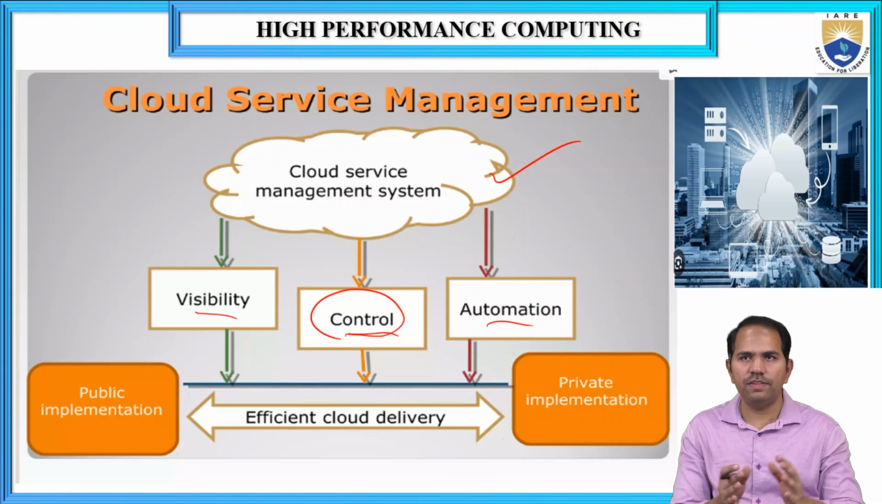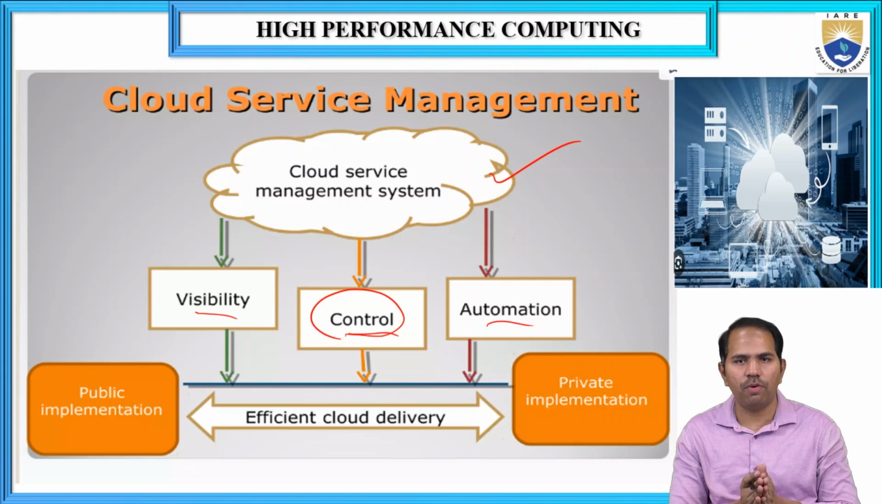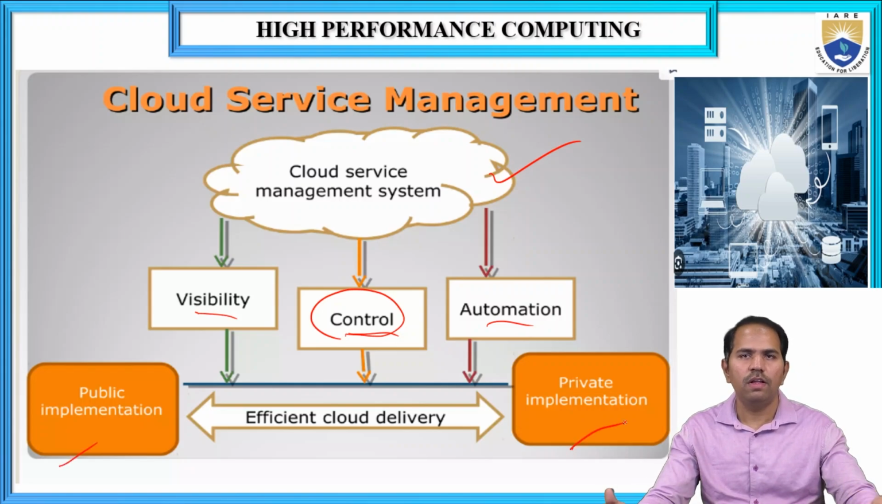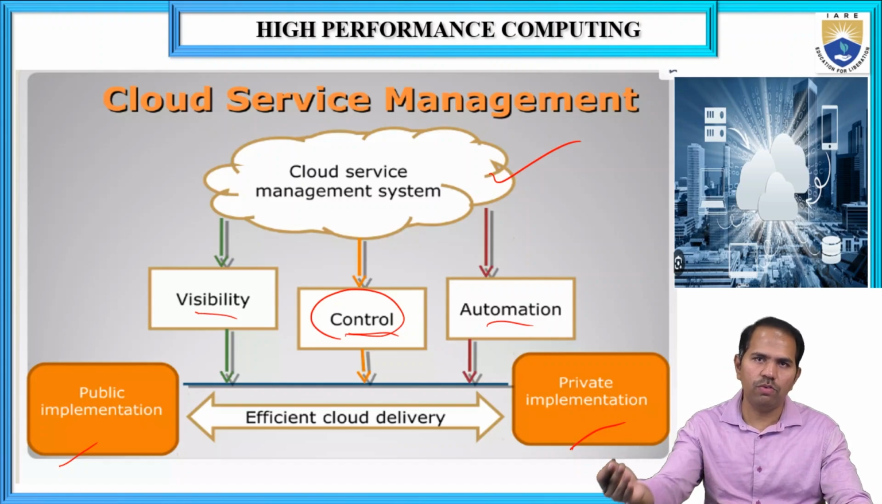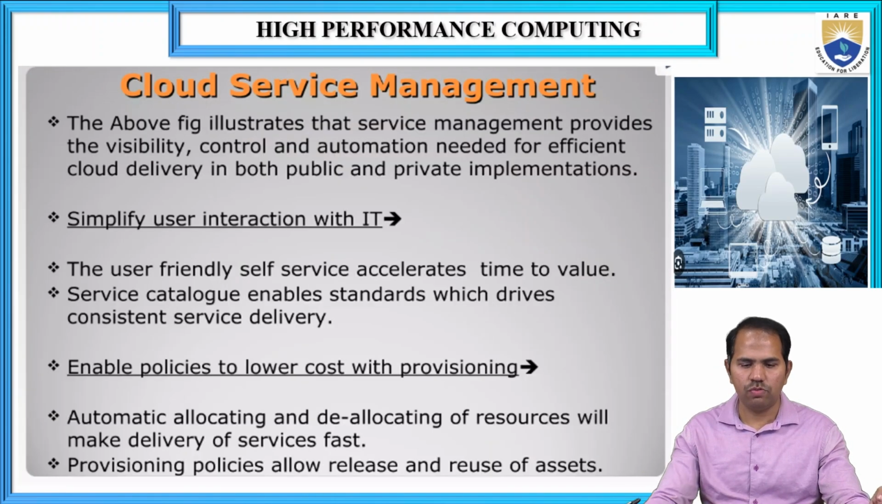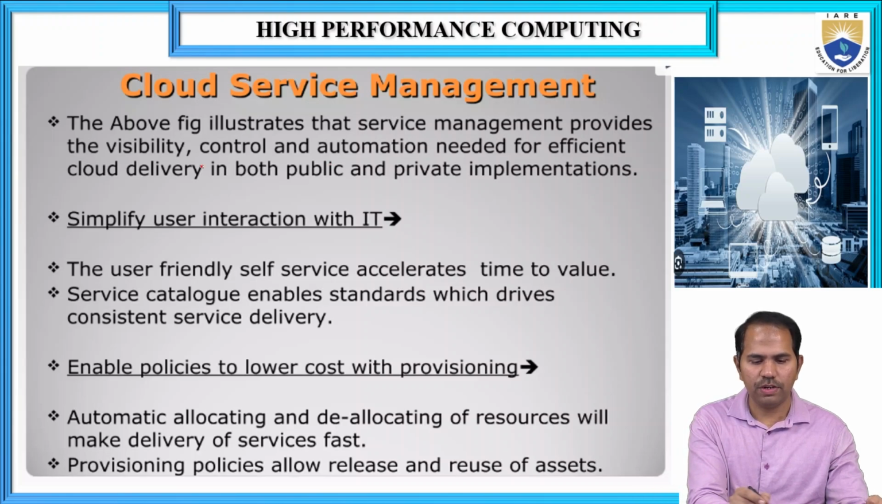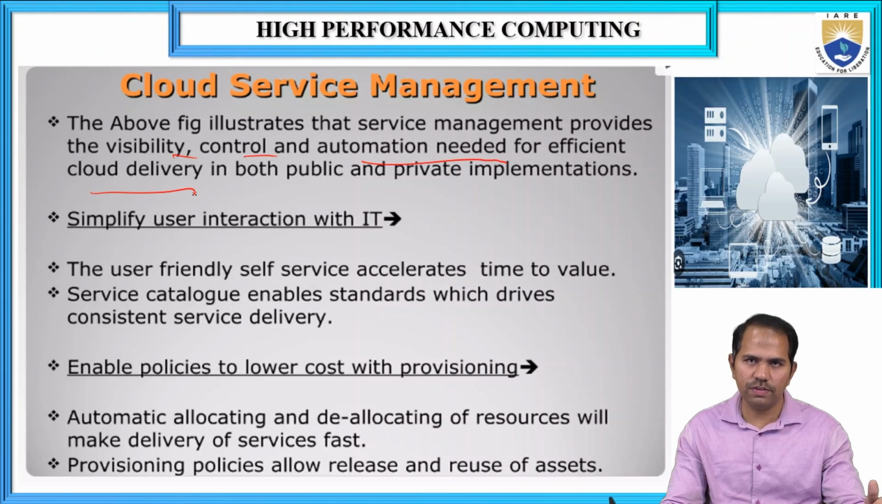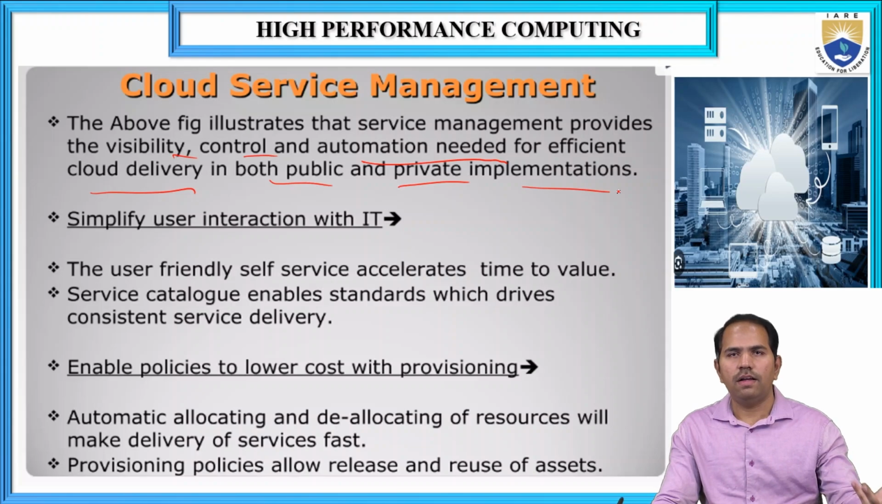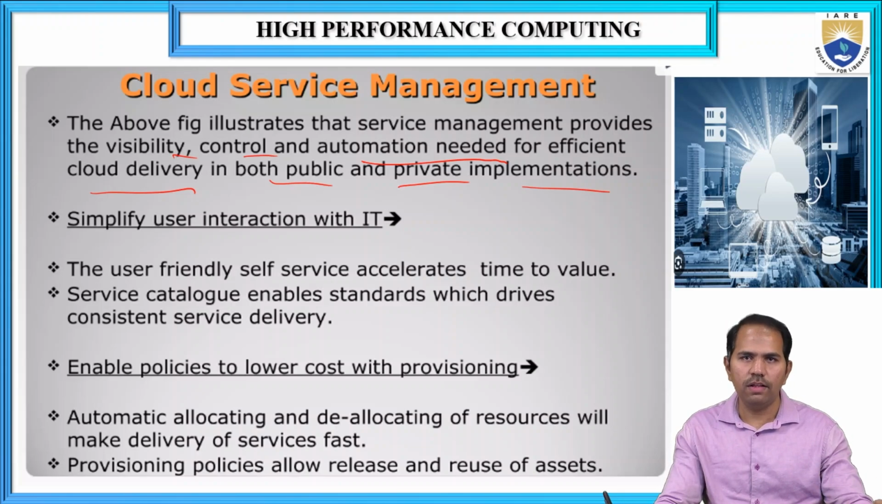These three mechanisms have to be effectively provided for the public cloud, the private cloud, and also the hybrid cloud. Automation, visibility, and control are needed for efficient cloud delivery. Whatever the cloud services are, they are effectively delivered through public clouds, private clouds, as well as hybrid clouds.